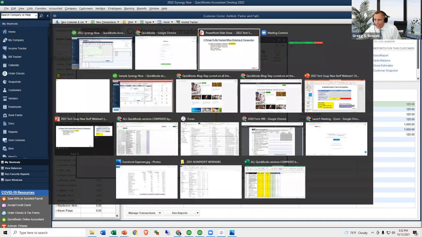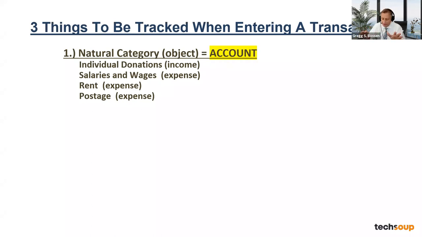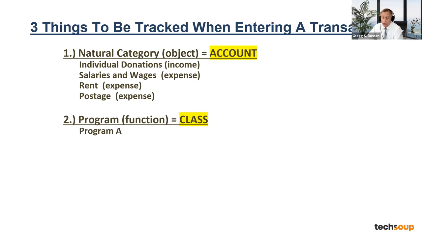Now, there's a second thing that nonprofits need to track, and that is the program that the activity or the transaction relates to. Some people call it the function or the why of the transaction. I saw a few of you are using the class list to track your grants. You should be using the class list for your program, admin and fundraising, and you should be using the customer job list for your grants. So you have a separate class for each program that you're running.